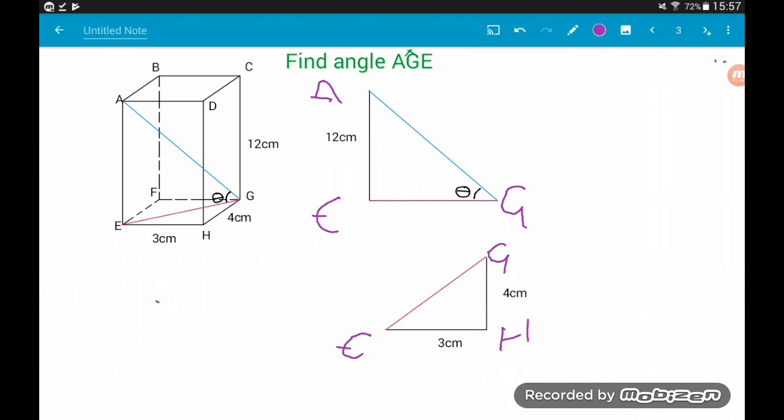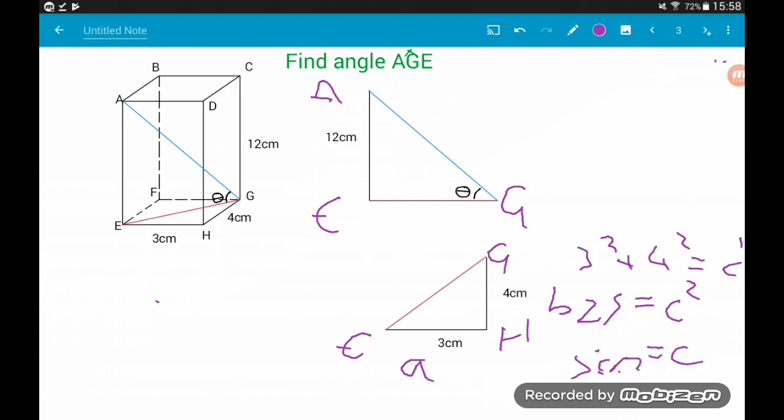Okay, so let's do the Pythagoras then. Let's call the base of this triangle a, and then the height of it b. Now remember, Pythagoras tells us a squared plus b squared equals c squared. So here, 3 squared plus 4 squared equals c squared. Now we know 3 squared is 9, 4 squared is 16. So add those together, we get 25 is equal to c squared. Then if we square root both sides, we will get c is equal to 5 centimeters. So now we know the length of the red hypotenuse here is 5 centimeters, which also makes the base of the big tall triangle 5 centimeters because they are the same length.